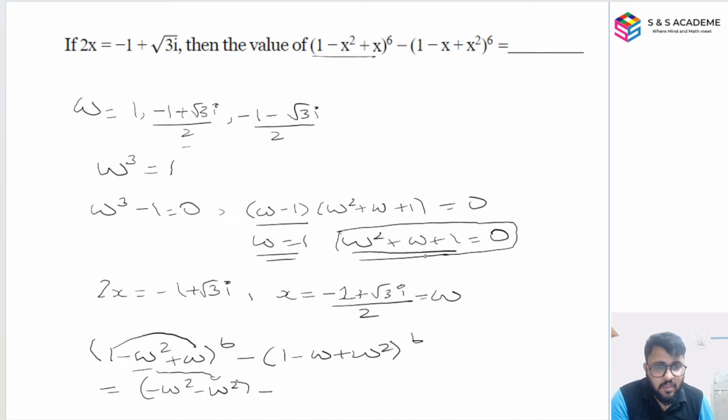Similarly, 1 plus omega square can be said as minus omega, right? Because 1 plus omega square, you keep it here, take the omega to the other side, and you have minus omega. Power 6, which leaves us with minus 2 omega square power 6 minus of minus 2 omega power 6. Yep, and minus 2 power 6 becomes 2 power 6, obviously, because it's an even power. So it's just 2 power 6 into omega power 12 minus 2 power 6 into omega power 6.